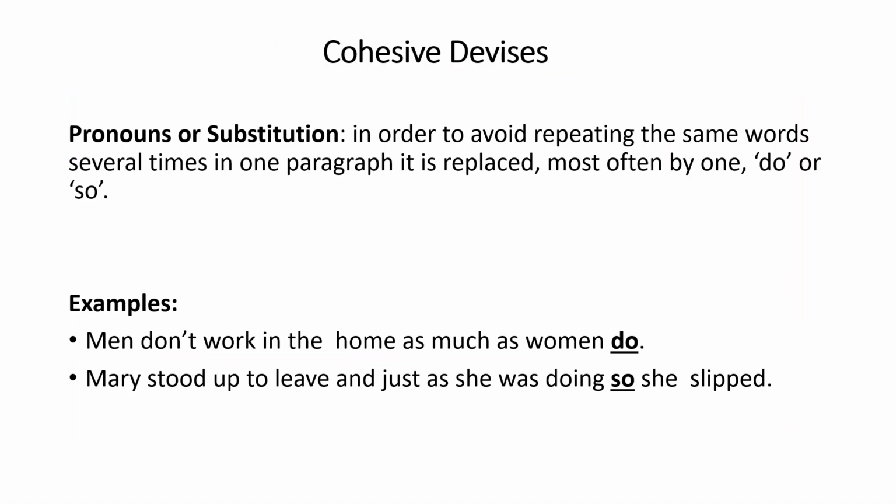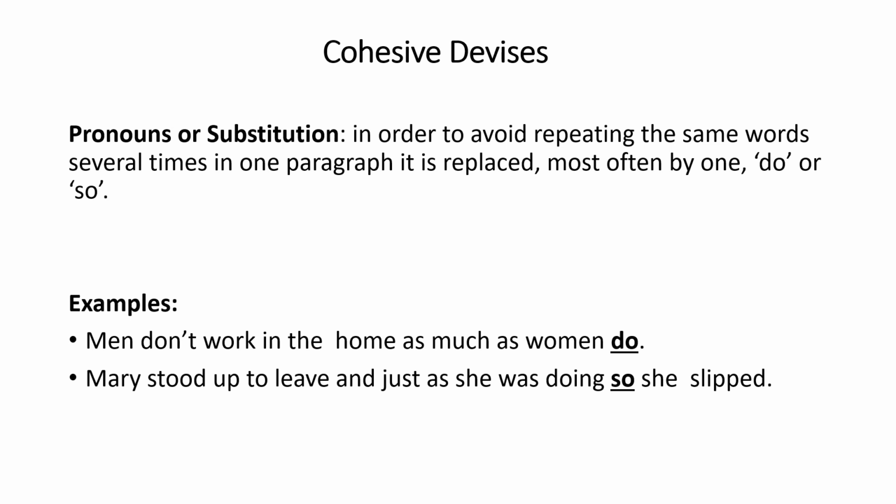There are some cohesive devices or strategies that are used in the text of discourse analysis. Pronouns or substitution: in order to avoid repeating the same word several times in one paragraph, it is replaced most often by one, do, or so. It means we put the words do or so in the next part of the sentence instead of repeating the exact wording or phrase a second time. Men do not work in the home as much as women do. Mary stood up to leave, and just as she was doing so, she slipped. Again, she was leaving, she stood up to leave.